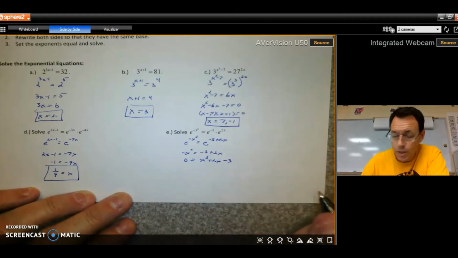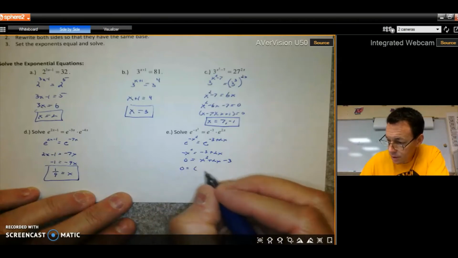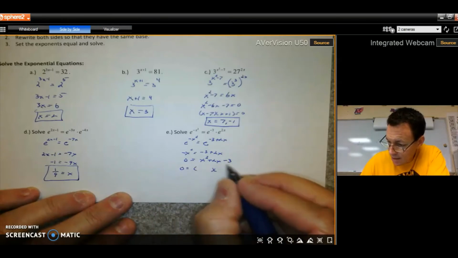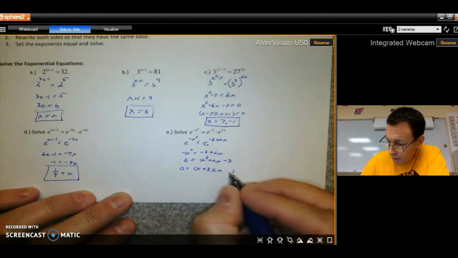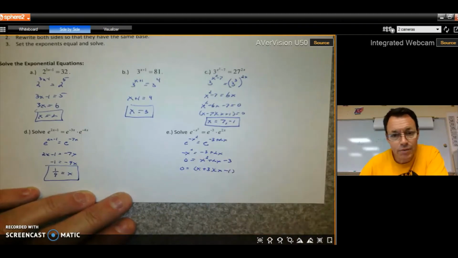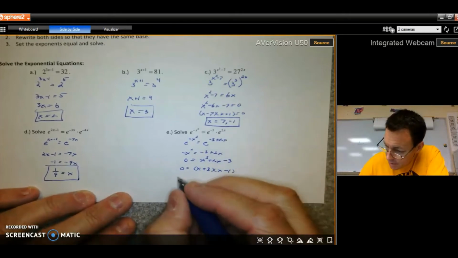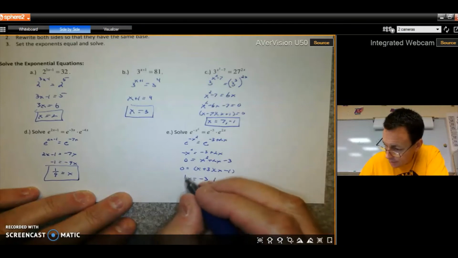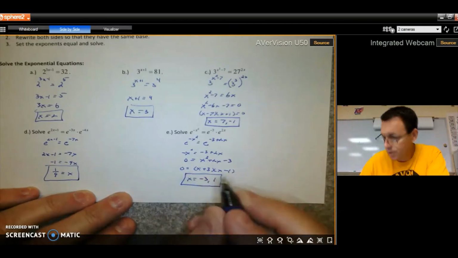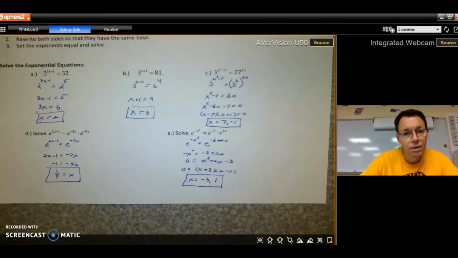And now this is a quadratic that can be factored. Factors of negative 3 that add up to 2 are going to be plus 3 and a minus 1. That's where the negative 3 comes from. We have a positive and a negative. But then this means that x would equal negative 3 or positive 1, which means we have two solutions to this one. Okay?